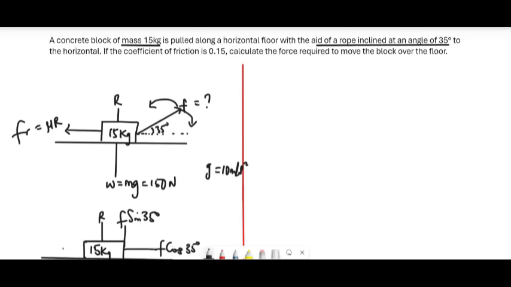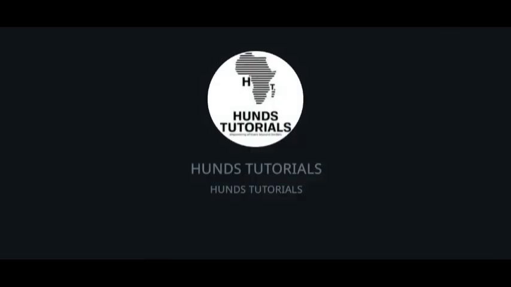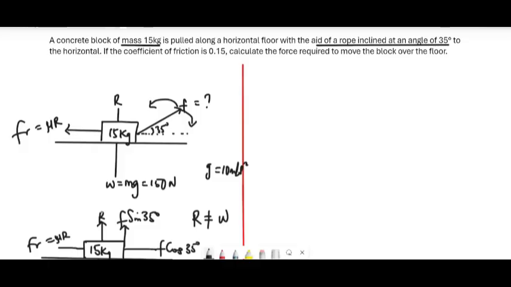So if that's the case, I still have my Fr remaining, Fr equals mu R. Now note that R is not equal to W, despite the concrete surface not being inclined, because the rope is inclined, right? Now, why did I say R is not equal to W? Because the vertical components that are equal to W are now two, this and this, right?